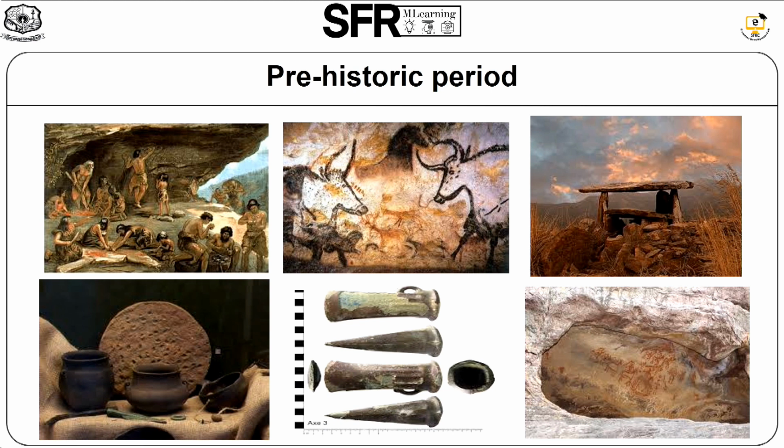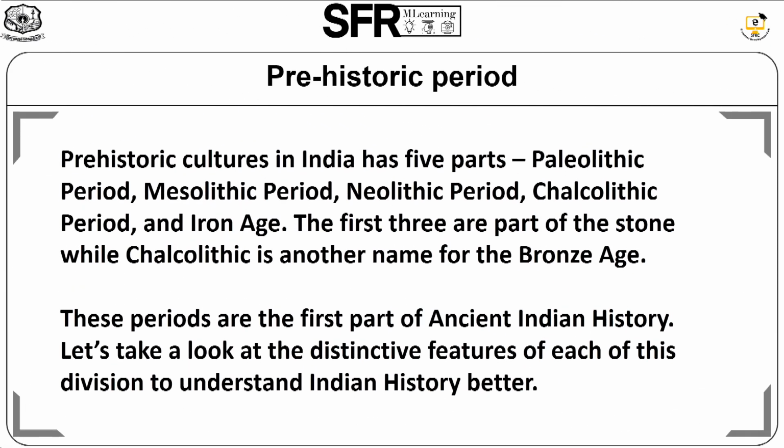And another is also a script or pictographical writing in the walls of the caves. So these are the images that have been witnessing the styles of the people who lived in the prehistoric period. Prehistoric cultures in India has 5 parts: Paleolithic period, Mesolithic period, Neolithic period, Chalcolithic period and Iron Age. The first 3 are the parts of the Stone Age, while Chalcolithic is another name for the Bronze Age.